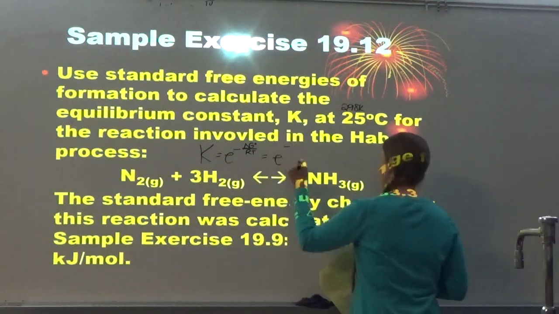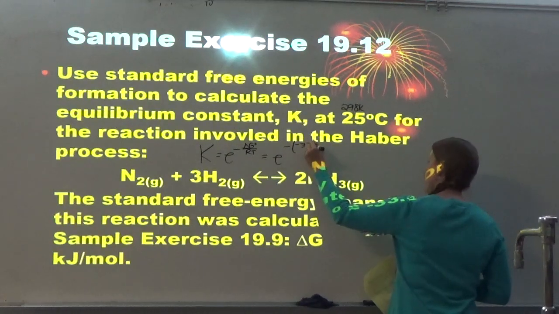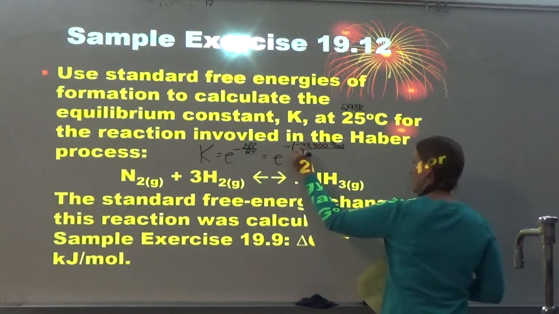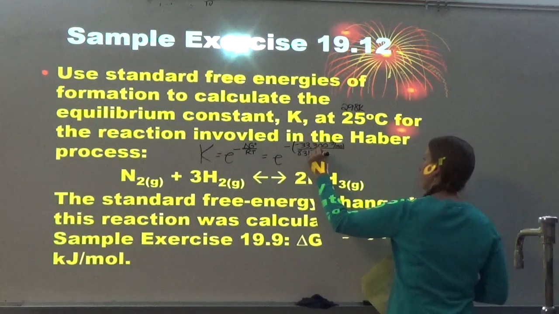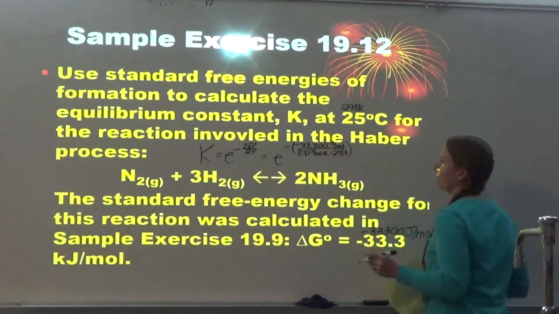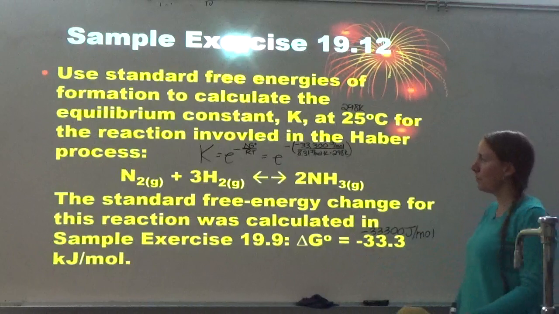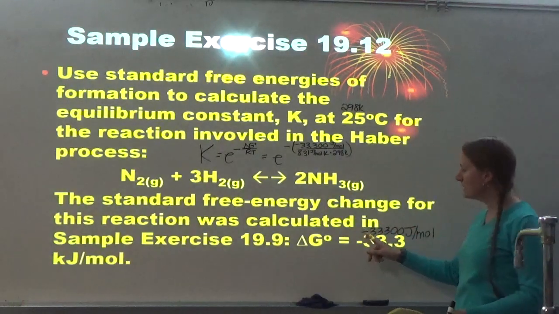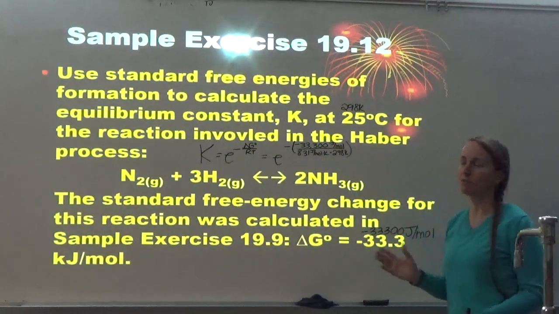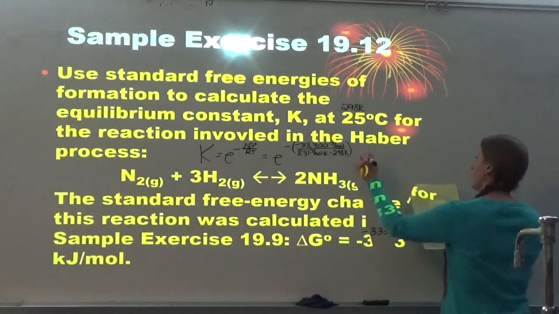So e raised to the negative, I'll put it in parentheses, negative 33,300 joules per mole over the R, which is 8.31 joules per mole Kelvin, times the temperature, which is 298 Kelvin. Okay, now technically writing all these units makes no difference because does K have any units? No, it doesn't. But the important thing is also remember this is negative, but you still keep the negative in the front. Okay, don't try to be like, oh, well I already have a negative. You need both negatives.